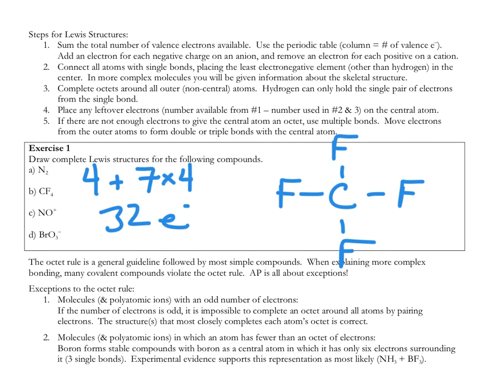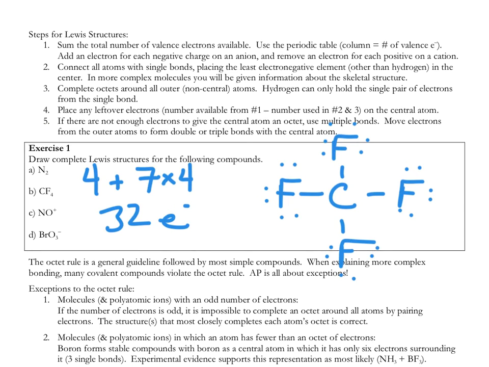I complete the octets around the outer things. So I just fill these guys up with dots. And after doing that, I see I've placed 2, 4, 6, 8, 10, 12, 14, 16, 18, 20, 22, 24, 26, 28, 30, 32 electrons. That's how many I had.